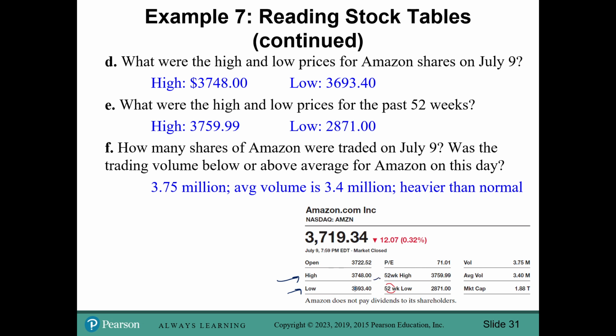E is going to ask, what were the high and low prices for the past 52 weeks? Well, that's right here. High was $3,759.99. The low was $2,871. Okay, right there in the chart.